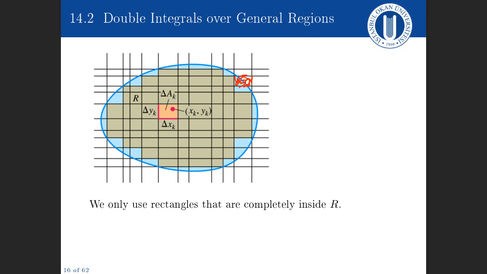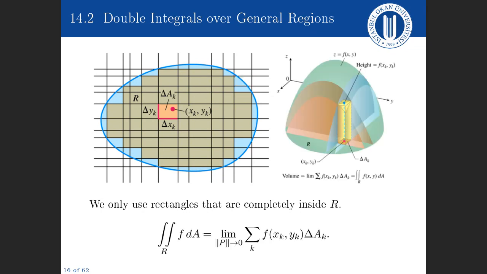And then we do what we did before. We draw a cuboid on top of each rectangle. We add together the volumes of all the cuboids, and then we take the limit as the number of cuboids increases to infinity, or the limit as the norm of the partition tends to 0. And that gives us our integral.